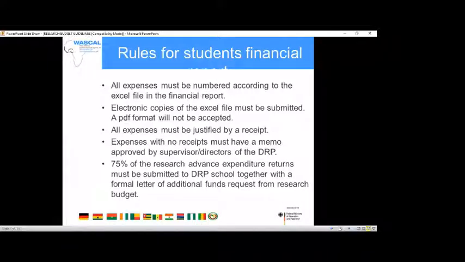Having expended your research grant and you want to retire, all your receipts must be numbered according to the Excel in the financial report. Let me go and show you the examples of how the Excel sheet will look.